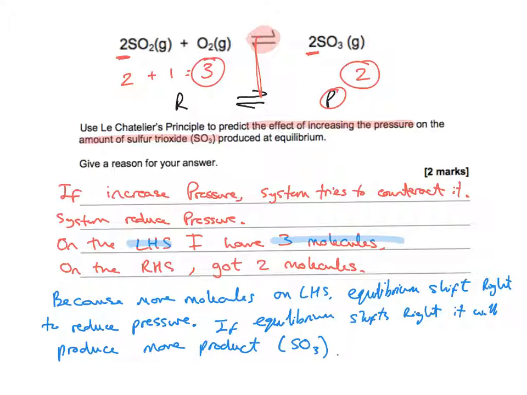Let's check it through. Predict the effect of increasing the pressure. Well, I've said the effect will be that it will produce more product, and the reason is because there are more molecules on the left-hand side than on the right. I've got 3 on the left and only 2 on the right.